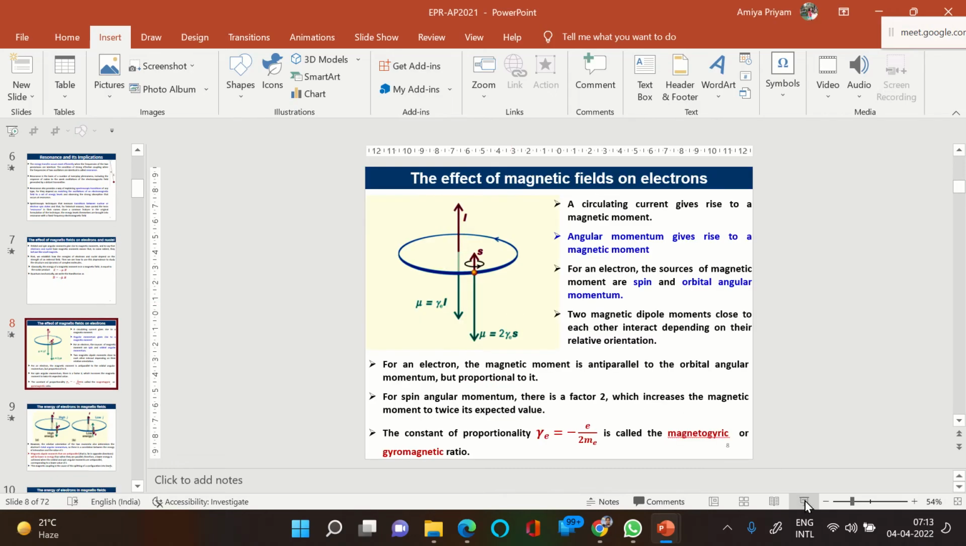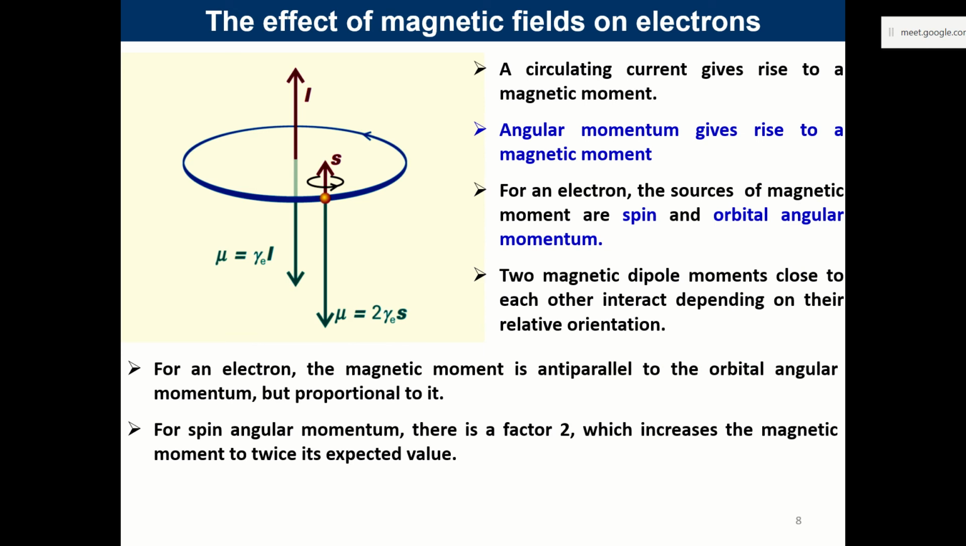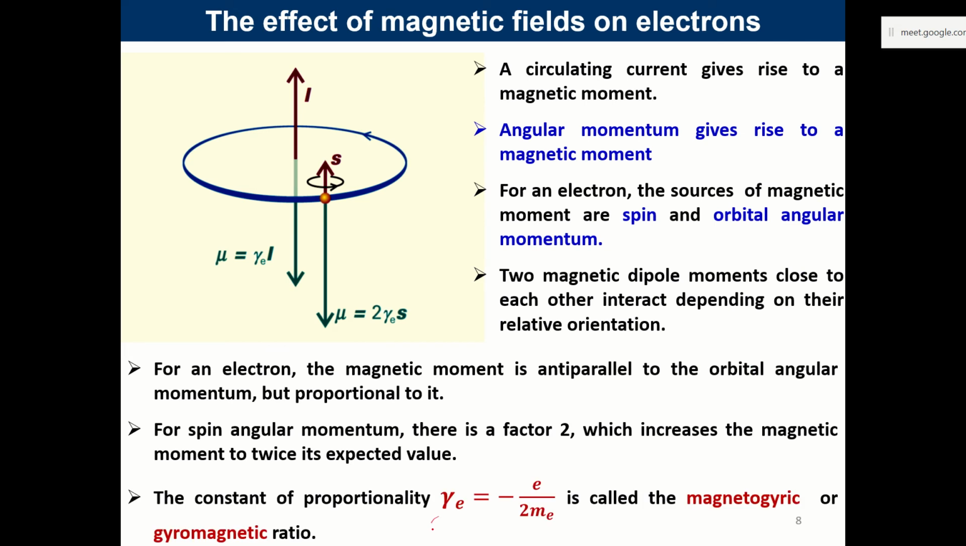So this proportionality constant that we introduce is called the gyromagnetic ratio. We just talked about this. The gyromagnetic ratio for an electron is given by e by 2me. For a proton you can replace the mass. The negative sign appears because the electron is negatively charged. For a proton this will be positive. So the mass of the electron is replaced. This is something that we have already discussed in previous classes.